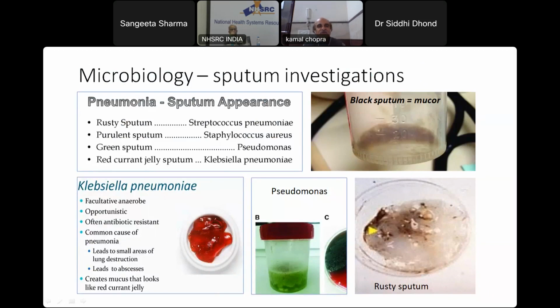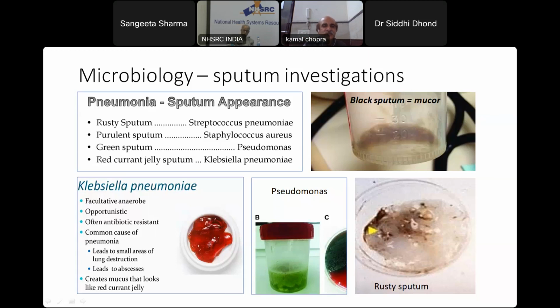Typical color of the sputum on naked eye examination: rusty is seen in streptococcal pneumonia, purulent in Staph aureus. Pseudomonas usually produces green colored sputum, and Klebsiella red currant jelly. These are very important clinical pointers on examination. Klebsiella is a very anaerobic type of infection. Opportunistic infection usually occurs in immunocompromised conditions. It is most commonly resistant to the usually used antibiotics in pneumonia.